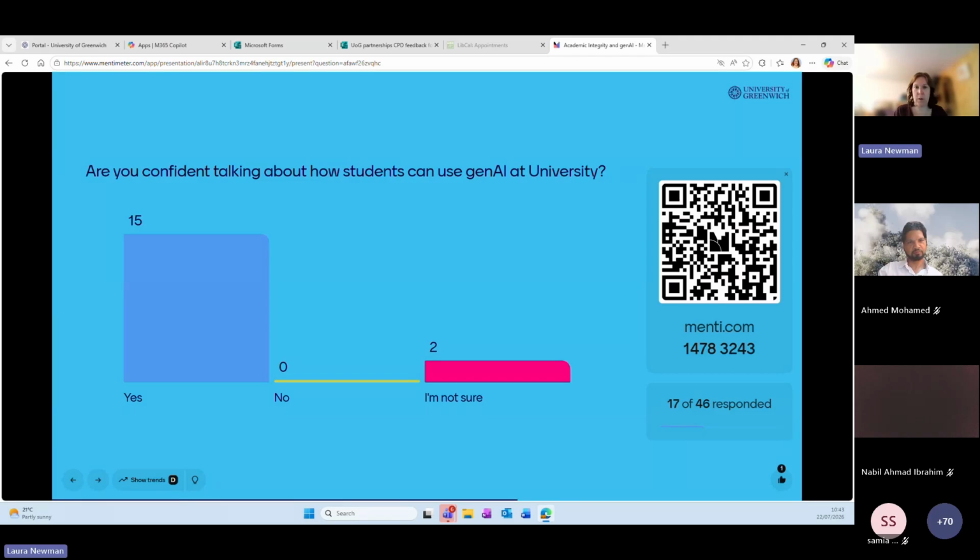Oh, I think somebody is unmuted. I'm not sure who that is. I'm just going to mute everyone, just so that we don't have any background noise. If you need to unmute yourself to talk, then obviously please feel free to unmute yourself. Just doing that for everyone's benefit. Okay, great. So most of you do feel confident, which is excellent news to hear.